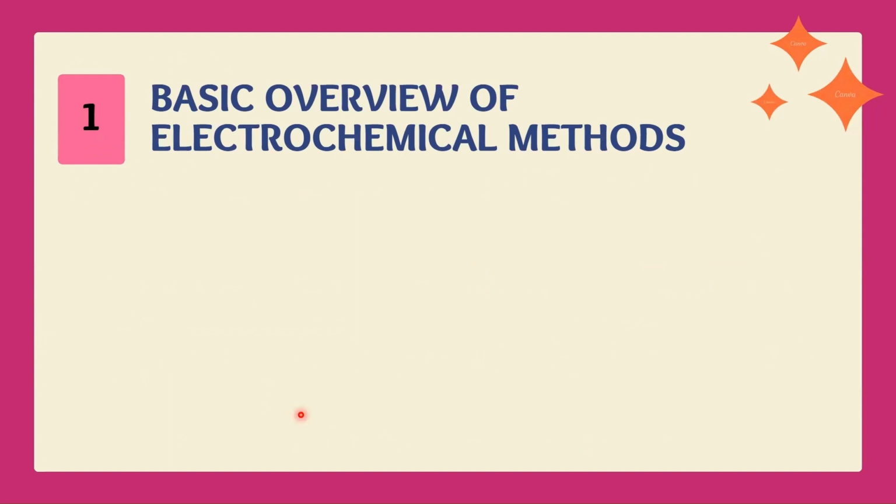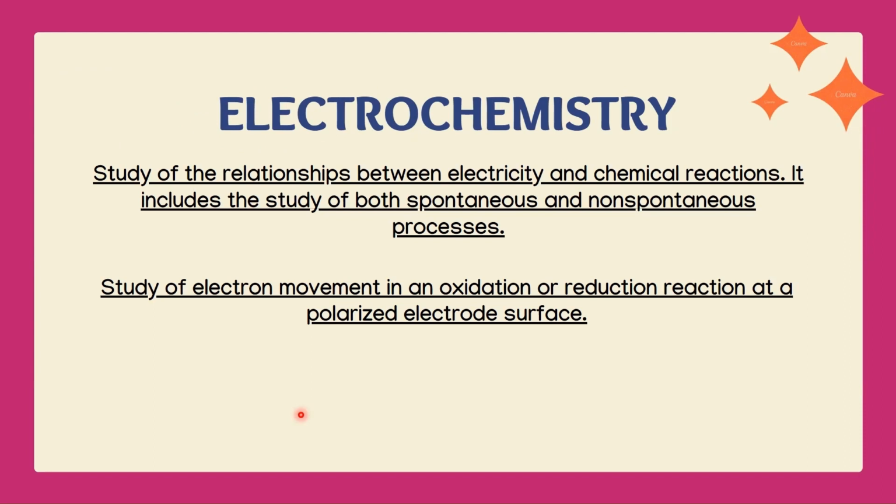So let's get started with the basic overview of electrochemical methods. Electrochemistry is the study of relationships between electricity and chemical reactions. It also includes the study of both spontaneous and non-spontaneous processes. Electrochemistry is also the study of electron movement in an oxidation and reduction reaction at a polarized electrode surface.